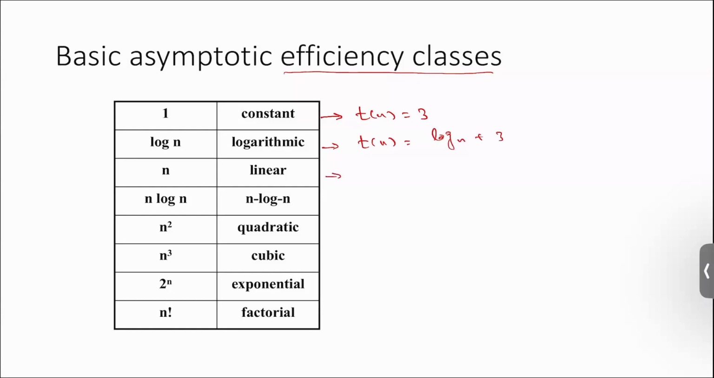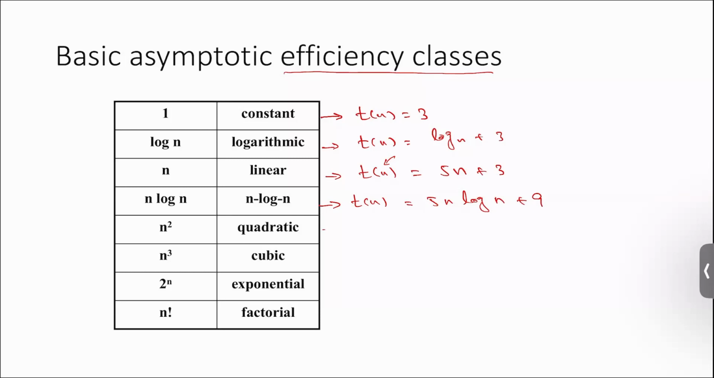The next class is called the linear class. For example, T of n is equal to 5n plus 3, right? Something like this one, which is the linear. The order of growth of the function with respect to the input n is linear. The next one is the linear logarithmic, like this one: T of n is equal to, for example, 5n log n plus 9.